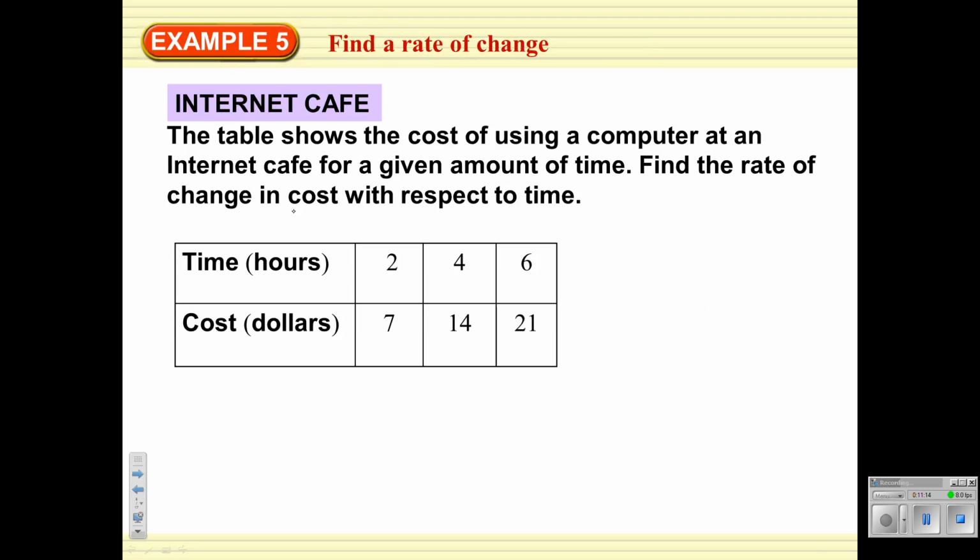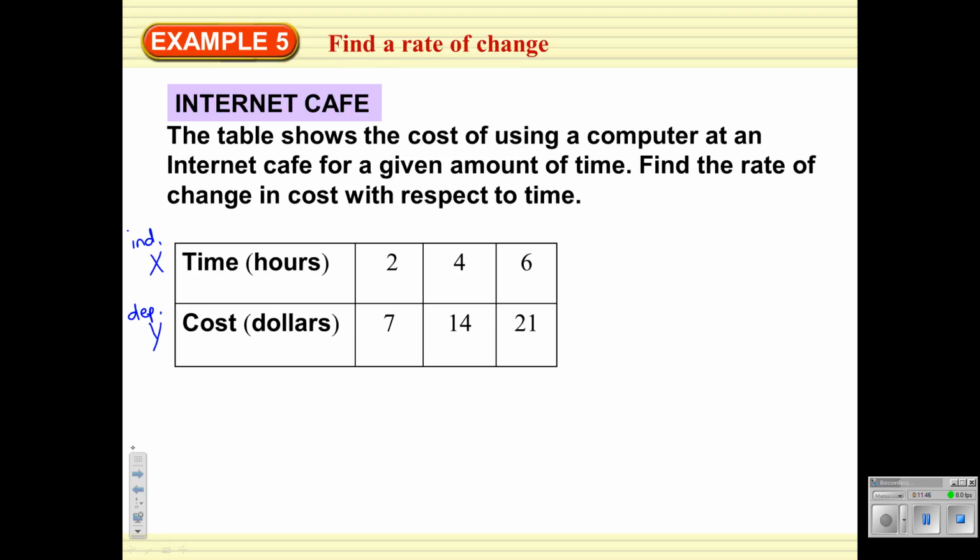Not the last thing, but almost. We're going to look at some table. The table shows the cost of using a computer at an internet cafe for a given amount of time. Find the rate of change in cost with respect to time. So I'm going to just have you label, this is my x, because this is what I can control. I can control the time I spend in the internet cafe. So this is my independent variable. And call this y, because this is my dependent. My cost depends on how much time I spend.